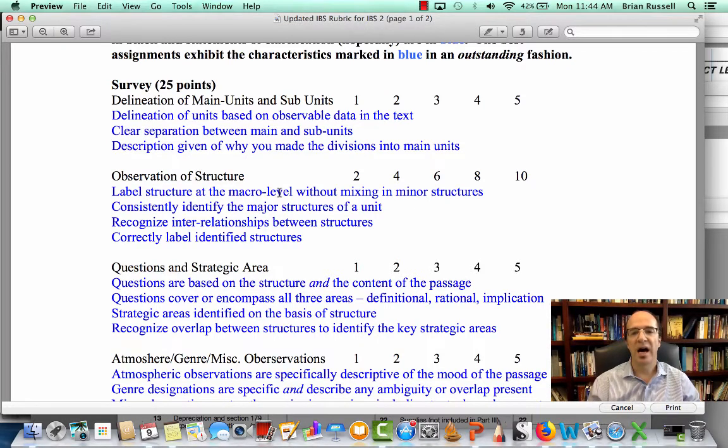Structure itself, this is the highest amount of credit in the survey. It's going to be 10 out of the 25 points. And again, you're looking for major structures, not minor ones. You're looking for your consistent ability to identify major structures, recognizing interrelationships between structures, so the better work will be able to combine structures that should be together and using the correct labels for the structures. And again, make sure that you give me enough information so that I know what you're seeing.